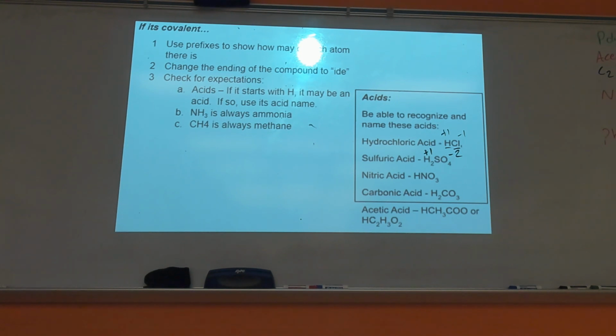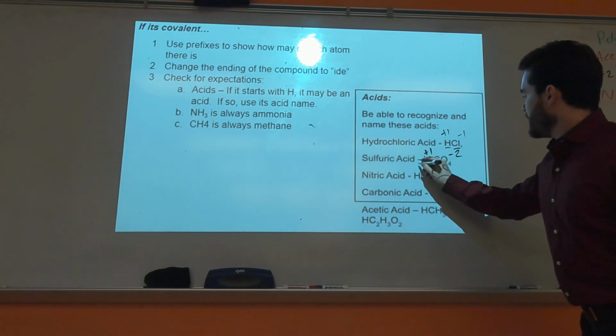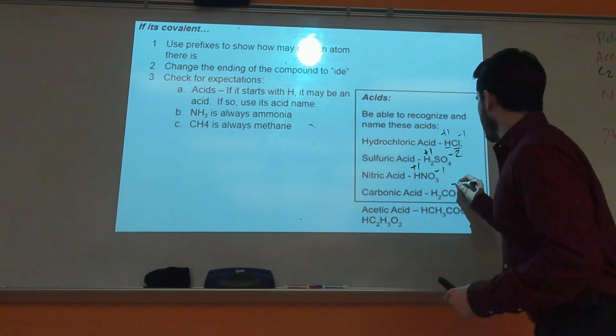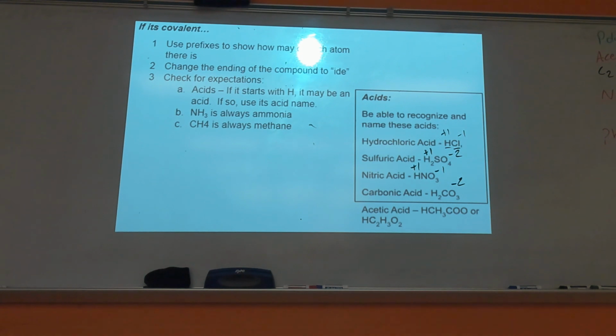Let's look at nitric acid. Nitric acid comes from nitrates. What's the charge of nitrate? -1. That is why it is 1H going with the NO3, not 2. Carbonic acid comes from carbonate. What's the charge of carbonate? -2. So that's why it's H2CO3. Now the last one, acetic acid, aka vinegar. You know that vinegar comes from acetate. Acetic acid is just acetate.